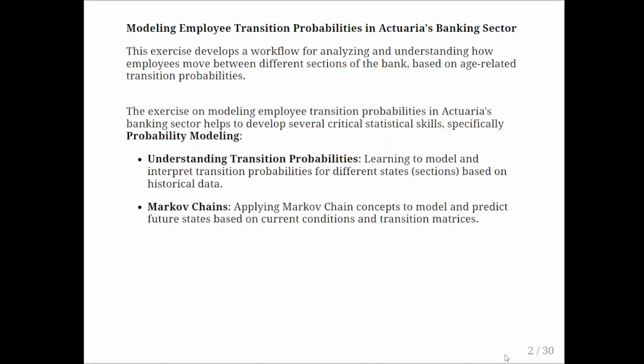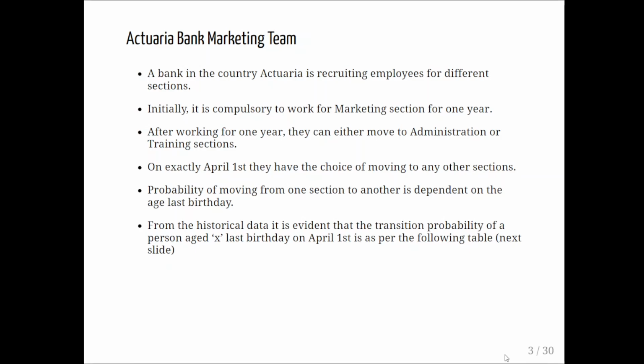This exercise develops a workflow for analysing and understanding how employees move between different sections of the bank. This is the actuarial bank, based on age-related transition probabilities. And the exercise on modelling employee transition probabilities helps to develop critical skills, particularly probability modelling. In particular, understanding transition probabilities, where we learn how to model and interpret transition probabilities for different states based on historical data, and also applying Markov chain concepts to model and predict future states based on current conditions and transition probabilities.